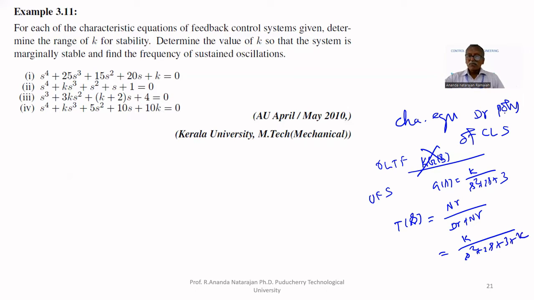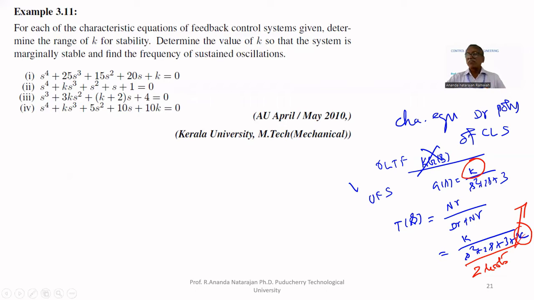Actually, in the open loop system, k is in the numerator. In the closed loop system, k becomes part of the denominator. Suppose k is variable, means the roots are moving. As k varies, the roots are moving. How many roots you will get? This is second order, 2 roots.